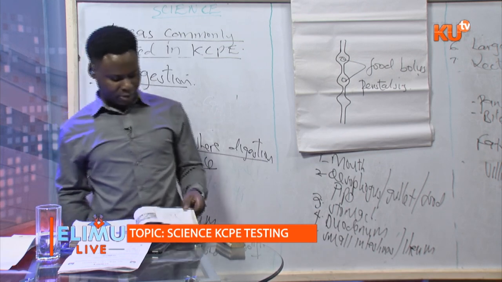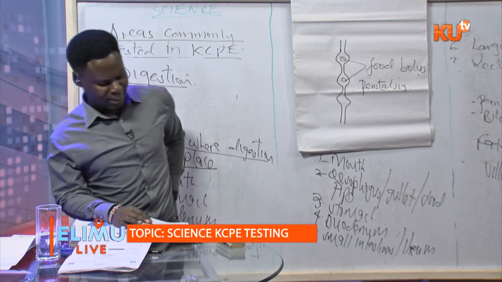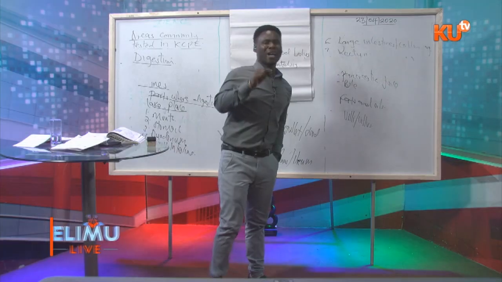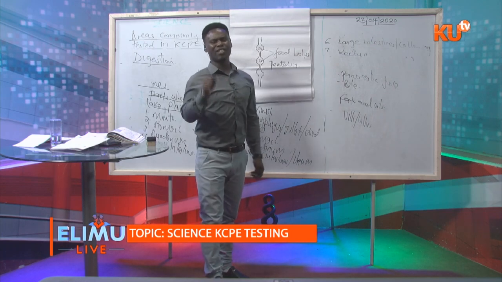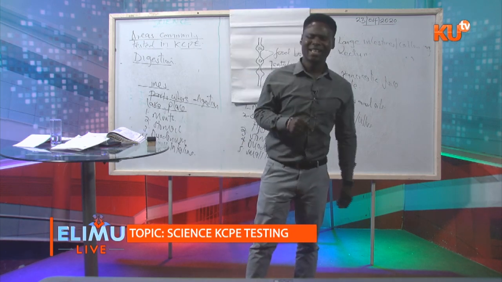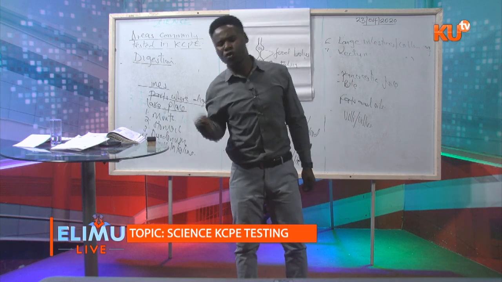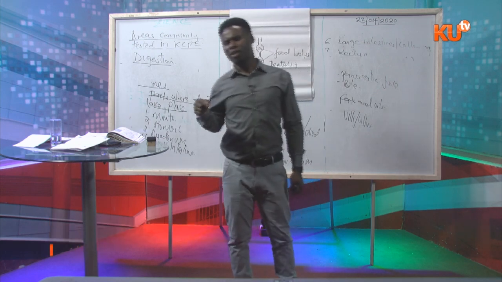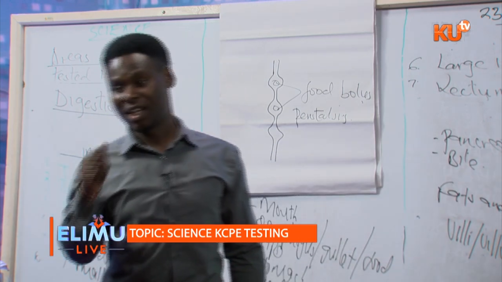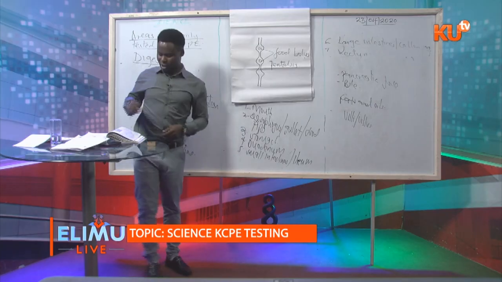Which of the following statements is correct about the digestive system? The esophagus makes it easy for food absorption. Why are we saying that one is wrong? Food absorption takes place in the small intestine. So there is no way that the esophagus can assist in food absorption. What the esophagus does is just transporting food, allowing passage of food from the mouth to the stomach. Remember, you should be able to differentiate between the alimentary canal and the esophagus. The esophagus runs from the mouth to the stomach, and the alimentary canal from the mouth to the anus.